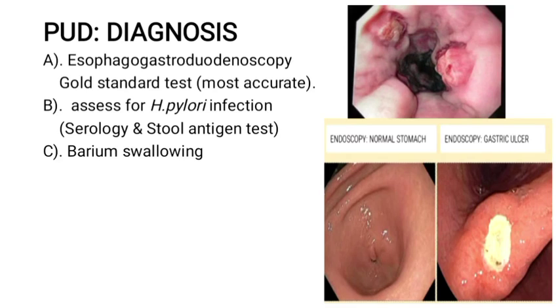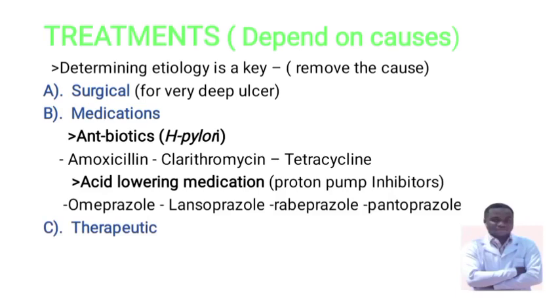But also we have barium swallow. The barium swallow is an alternative for what? For esophagogastroduodenoscopy, which is inserted through the mouth, into the esophagus, the stomach, and the duodenum for diagnosis of an ulceration. Let us see the treatment.